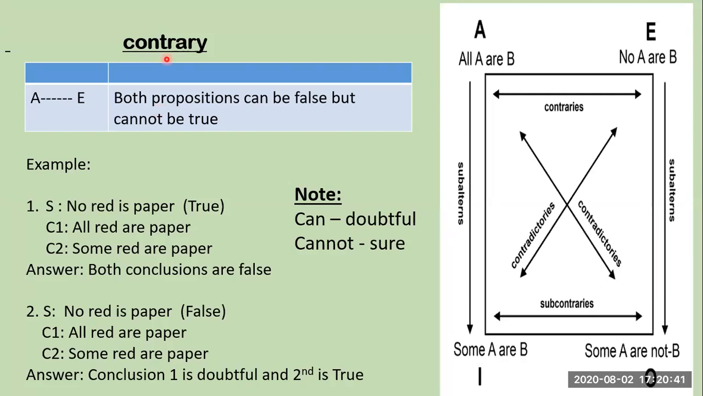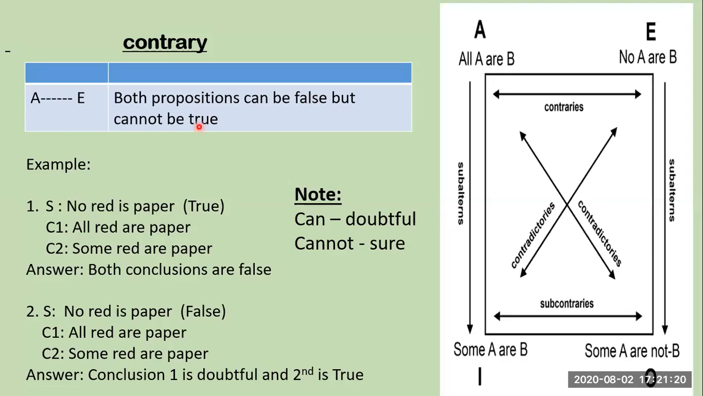So here for contrary, the condition is it flows from A to E, that is all and no, and the condition is both statements can be false but both cannot be true. So this is a condition that you need to apply. Whenever you get a question related to contrary, please remember again, contrary moves from A to E and the condition is both statements can be false. In the question they'll give two statements, right? The two statements can be false but cannot be true.